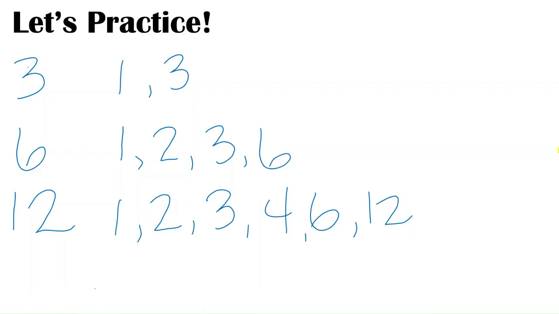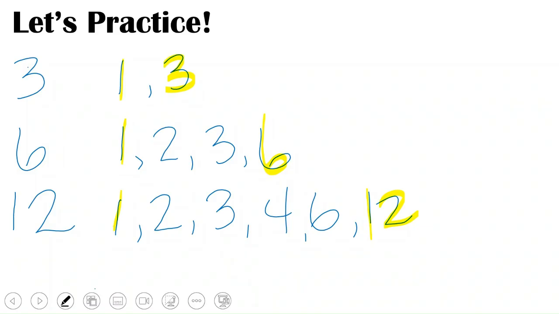Before we go on to our final practice problem, I want to point something out about all 3 of these numbers and their factors. You might notice that all 3 of these numbers have 1 as a factor. You might also notice that the number itself that we are factoring is also a factor. We're trying to factor the number 3, and 3 is a factor. We're trying to factor the number 6, and 6 is a factor. And when we're trying to factor 12, 12 is a factor.